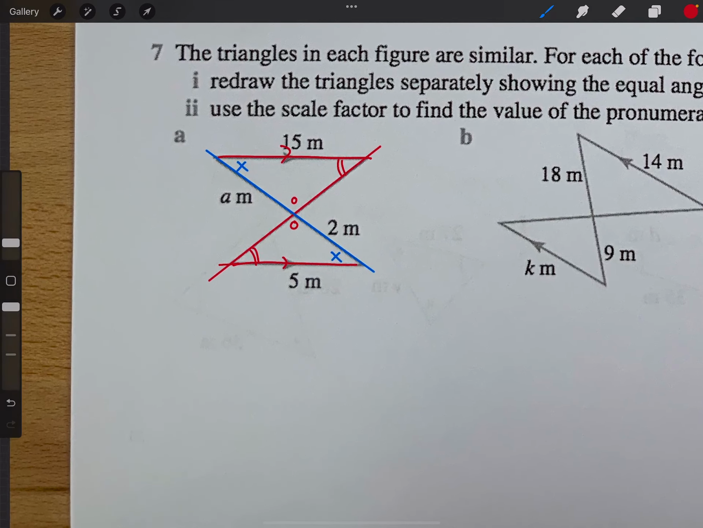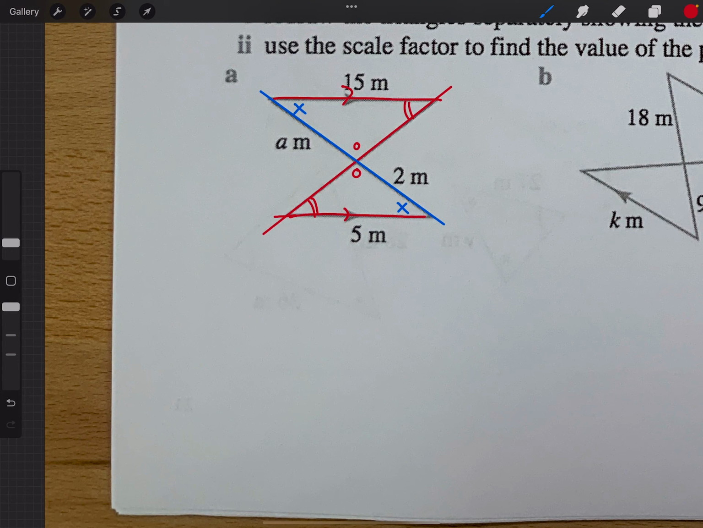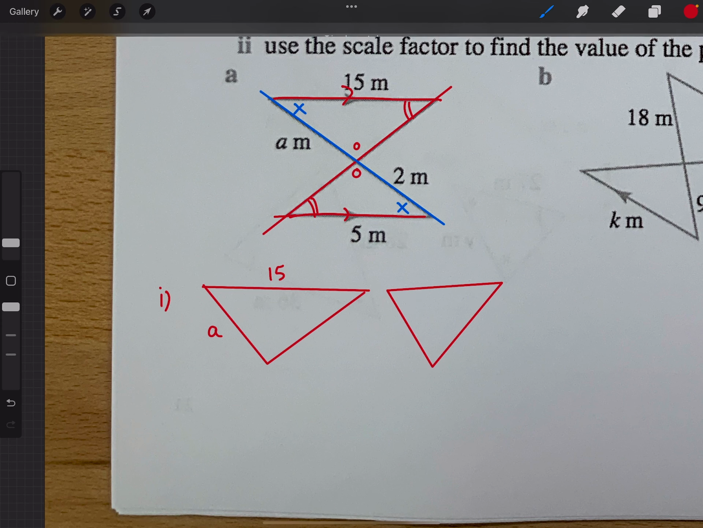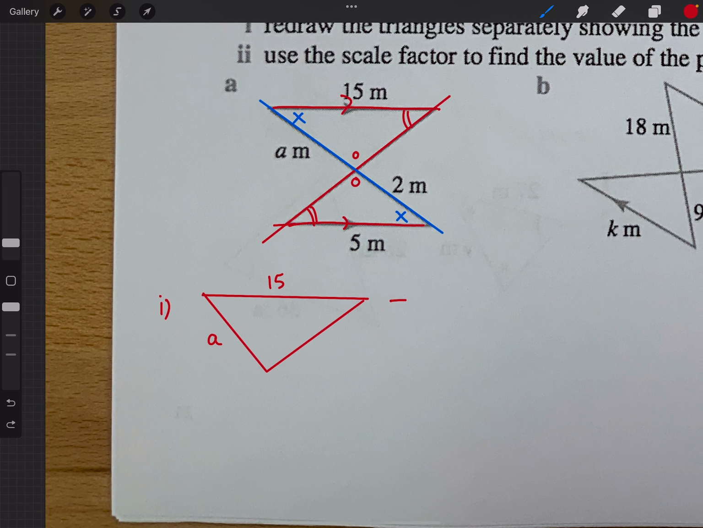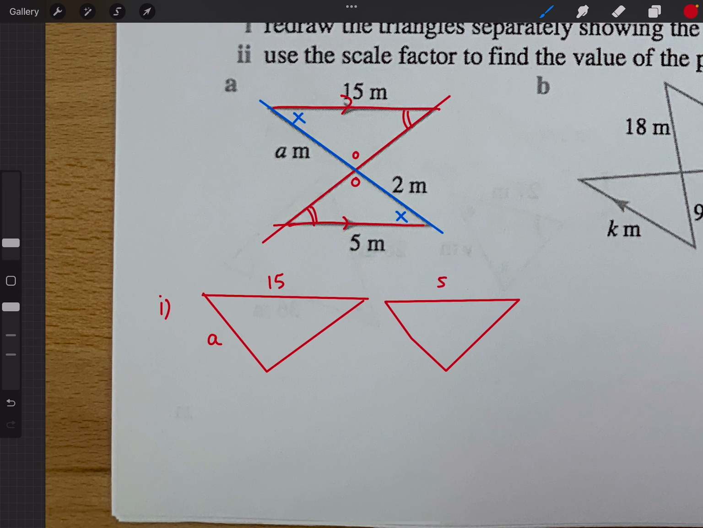Now it says we have to redraw the triangle, so I'm just going to do a real quick one like this. So part 1, you can say like this. This will be 15, this will be A, and I'm going to redraw the second triangle, also upside down. Okay, that's a bad drawing. We'll do it again. Something like that, and this will be 5.